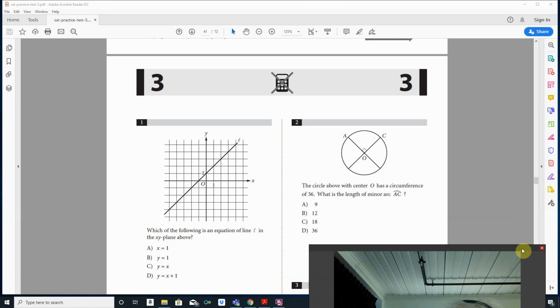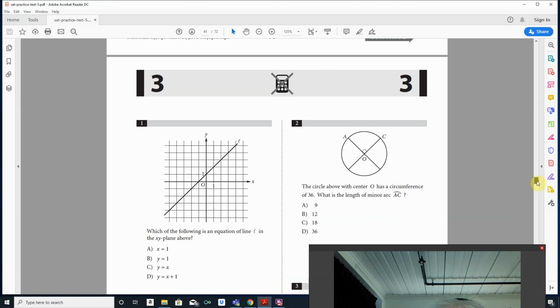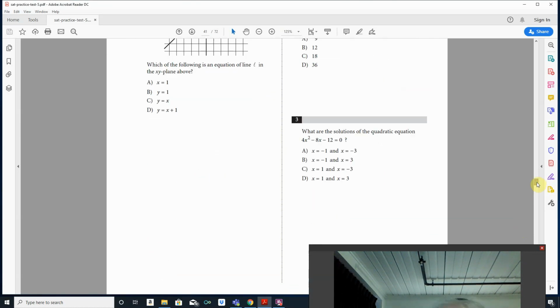Okay. And the next one is 3. What are the solutions of the quadratic equation? 4x squared minus 8x minus 12 equals 0. Okay, so I've written it on here.